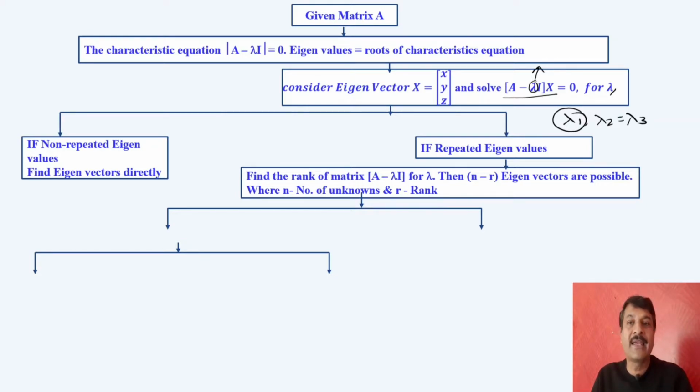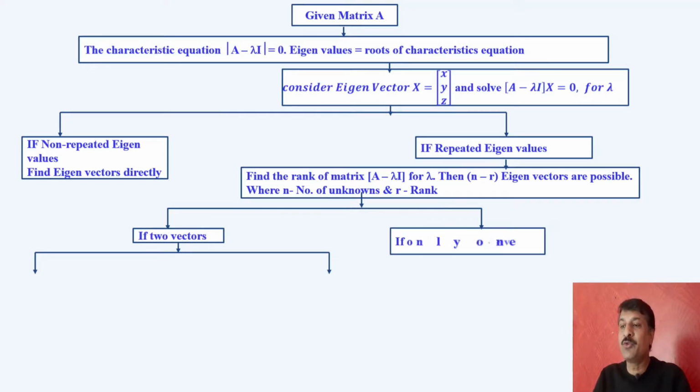So what is n? n means the number of unknowns. Number of unknowns means here x, y, z if the order is 3. So n minus r. Sometimes the rank may be 1 or 2. So I am getting n minus r, suppose 3 minus 1 or 3 minus 2. So here 2 and here 1, which means how many possibilities are there? There may be one vector and 2 vectors possible. So there are 2 possibilities, that is, if 2 vectors are possible and if only one vector is possible.